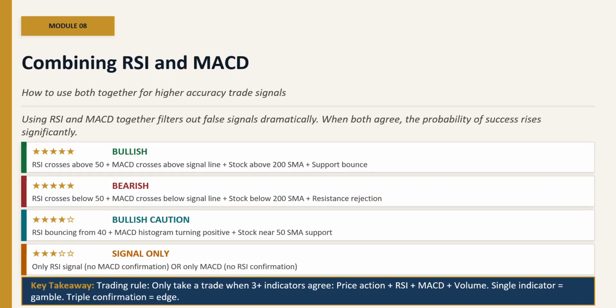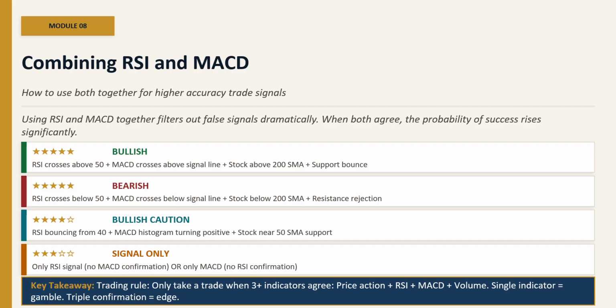Combining RSI and MACD. Using RSI and MACD together eliminates more false signals. Here is the simple framework. Strongest bullish signal: RSI crosses above 50 and MACD crosses above signal line and price is above 200 SMA and price bounced from support. All four together equals a very high probability long setup.